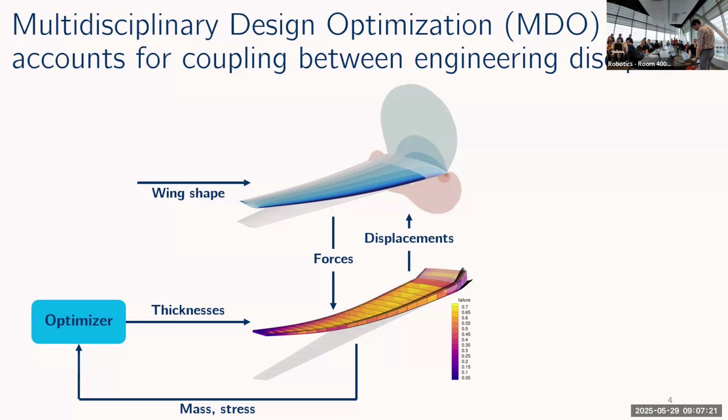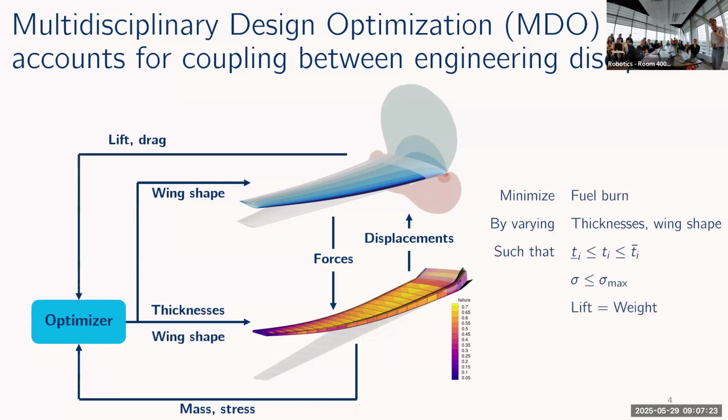And then MDO says, well, if I have to simulate aerodynamics and structures together, why don't I optimize them together at the same time? So now I say to the optimizer, okay, you can vary the thicknesses of the wing structure and also the shape of the wing. And now that I know both the mass of my wing box and the drag that the wing produces, I can compute something for the objectives that I'm more interested in, like, say, the fuel burn of this wing over some mission.